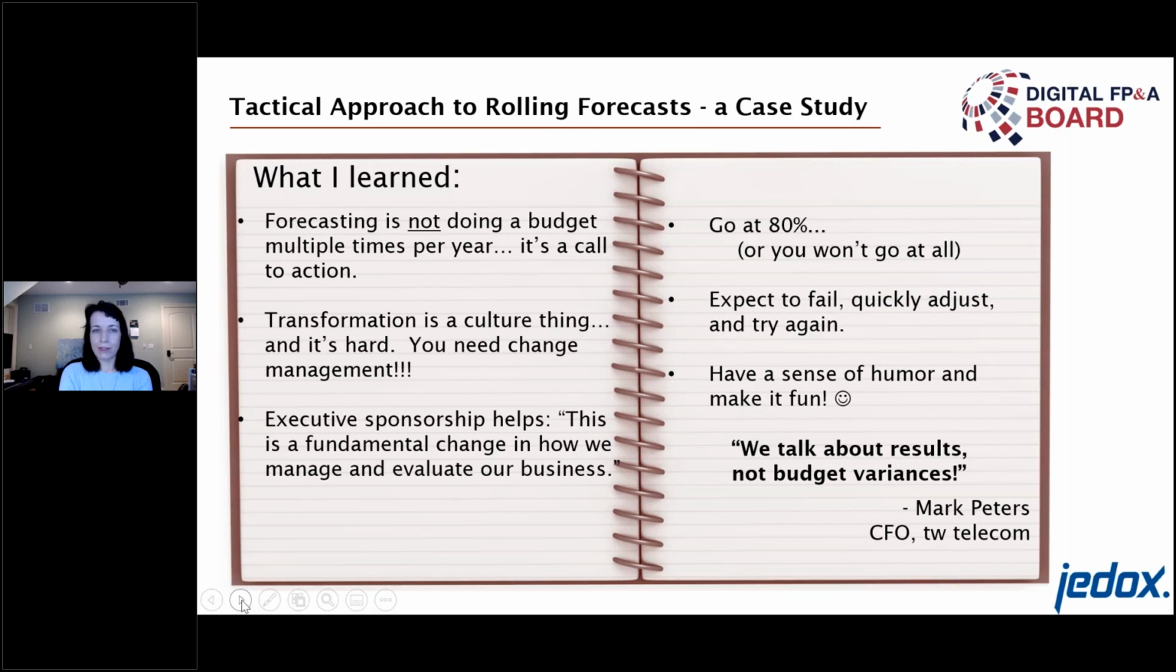When we started down this path, like most finance people, I was bent on getting this right. And I learned that that's not a thing. You have to go at 80%. If you try to sit there and analyze it and plan it out to be perfect, it's never going to happen. Go at 80%, try it, expect to fail, quickly adjust, and try again. That's the best way to get your forecast to be a useful tool.